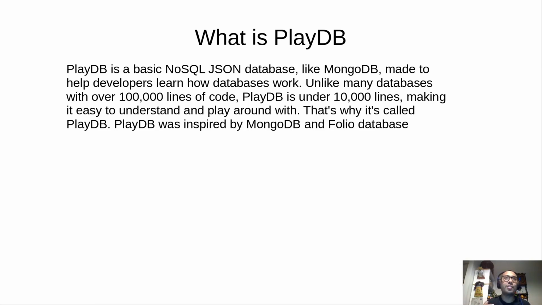It's very hard to tinker with databases like MongoDB, Prometheus, PostgreSQL. Those are all open source databases, but they have hundreds of thousands of lines of code, which makes it hard to tinker. And you have to read very long documentation in order to make modifications to it. This one's just a fun database, under 10,000 lines, easy to modify, easy to tinker with. That's why we call it PlayDB.